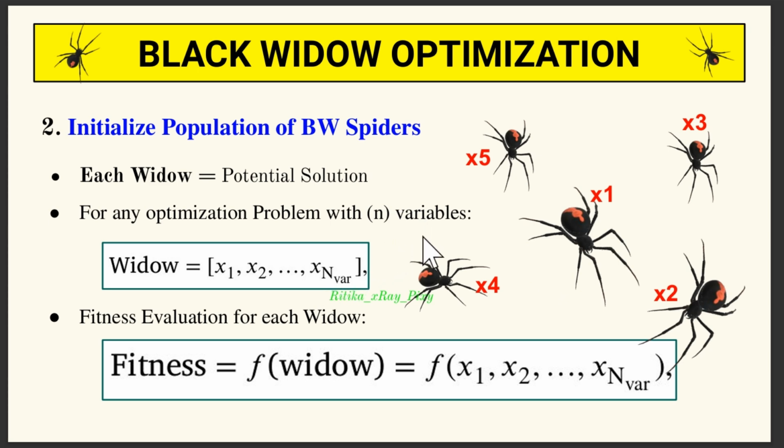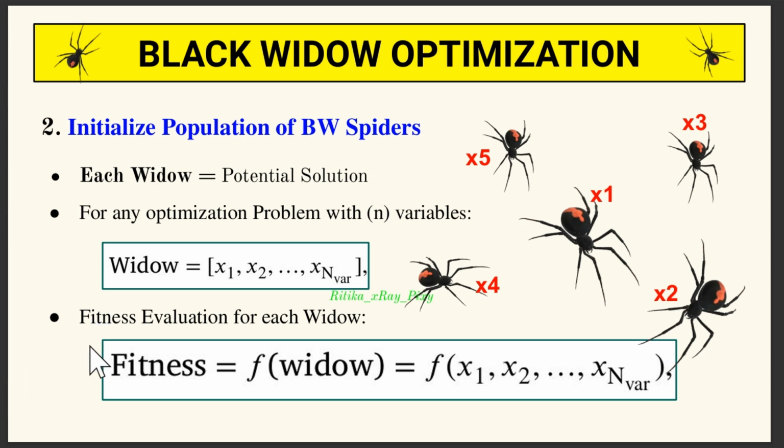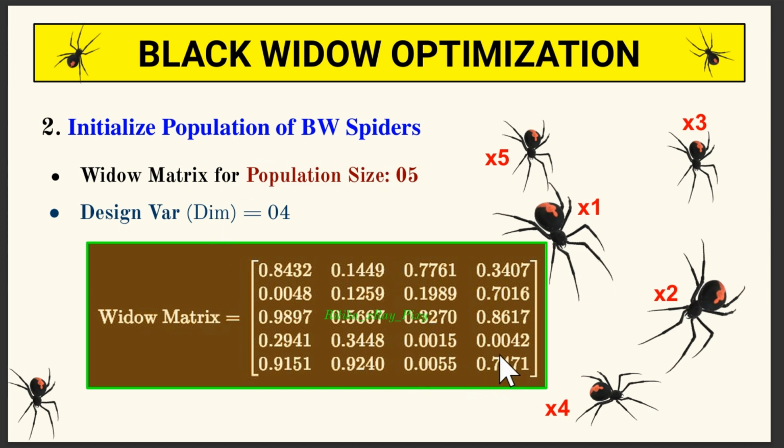Here you can see this array. We have x1, x2 up to the number of variables. So we will initialize the position for each black widow, and we will perform fitness evaluation for each to check how good that solution is for solving the respective problem. We will apply the objective function on their initial position to calculate the fitness score. Initially we will randomly generate the initial population of spiders using a candidate widow matrix. You can see here we have rows and columns. In rows we have the population, and in columns we have the total number of variables. Now suppose we have population size 5 and total variables 4.